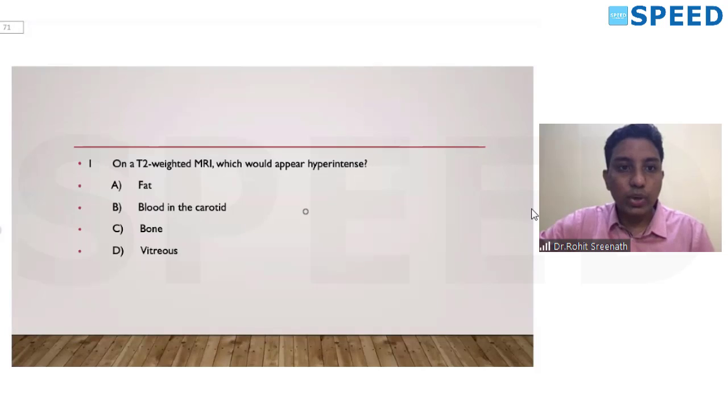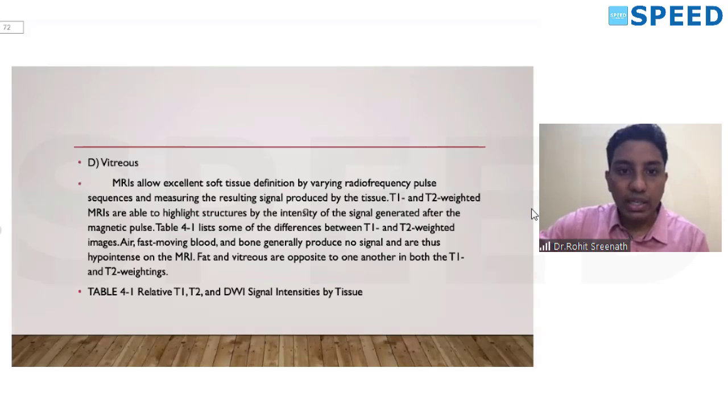Okay, so next we go to the questions. On T2 weighted MRI, which will appear hyperintense? So you should know about the appearance in T1 weighted MRI and T2 weighted MRI. So directly we'll go to this one. Remember, fat and vitreous are opposite to one another in both T1 and T2. This is the main thing you have to remember. Fat and vitreous are exactly opposite in T1 and T2 weighted images.